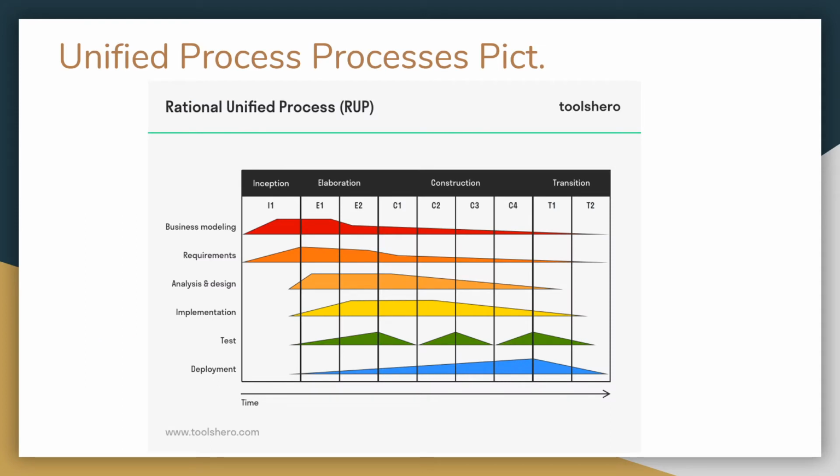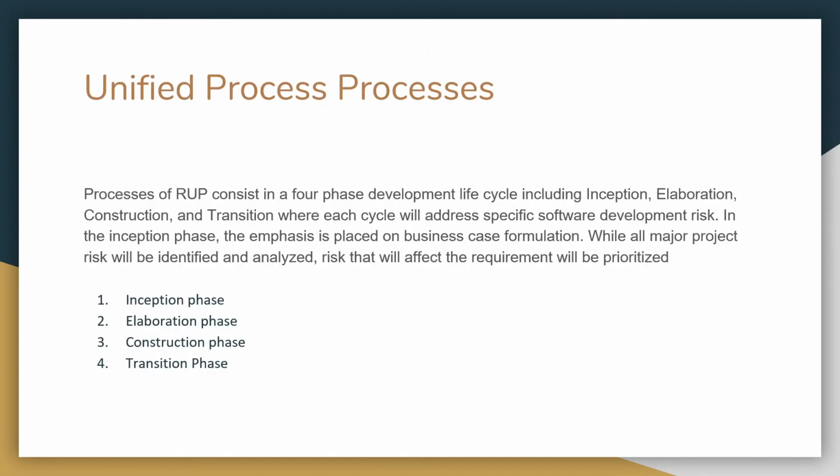This is the unified process graph. From this you can see that its sections have their different main topic. Next, unified processes. Process of RUP consists of a four-phase development life cycle, including inception, elaboration and construction, and then last but not least is transition, where each cycle will address specific software development risks.